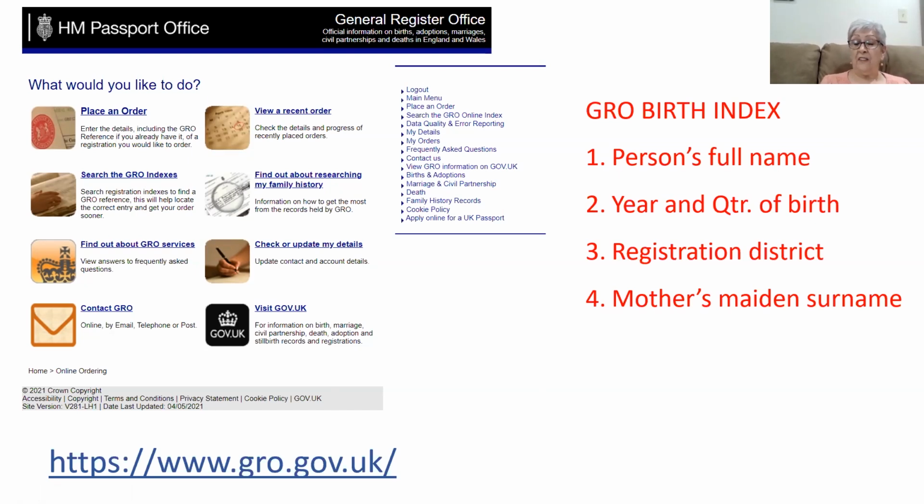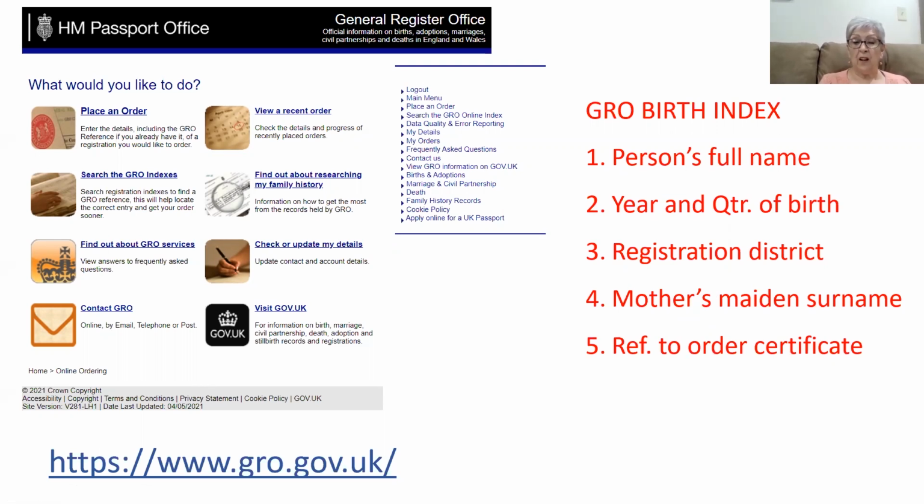And this is a great thing. This is the birth index. It gives the mother's maiden name. That wasn't always the case, but now it does give the mother's maiden name. So it really, really helps you to know and tie down the mother's maiden name. And then the last thing it gives you is a reference to order a certificate.